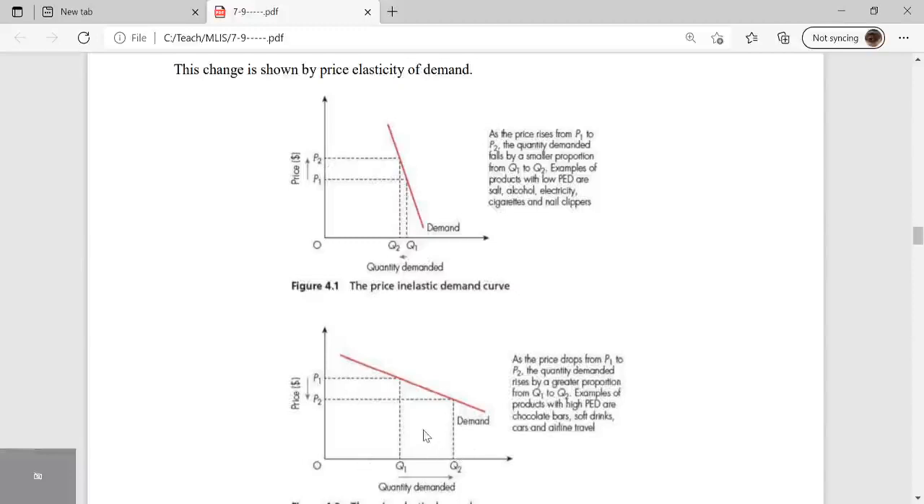So that means the demand is rising in large quantity. Some examples with high PED are chocolate bars, soft drinks, cars, and airline travel. These are luxury items, right? So if the price falls, we tend to buy a lot more. But if the price rises, we can still live without it, so we decide to buy them later on. So that's the difference.